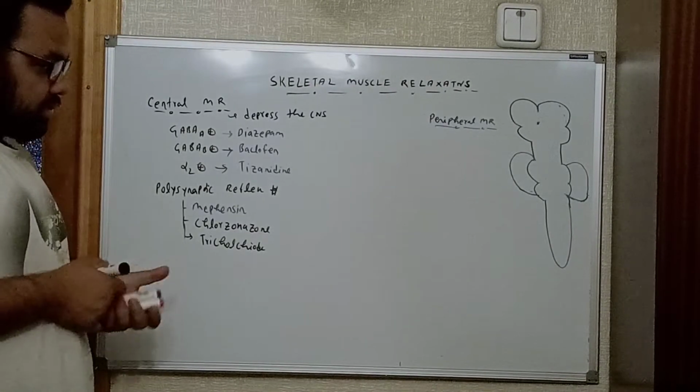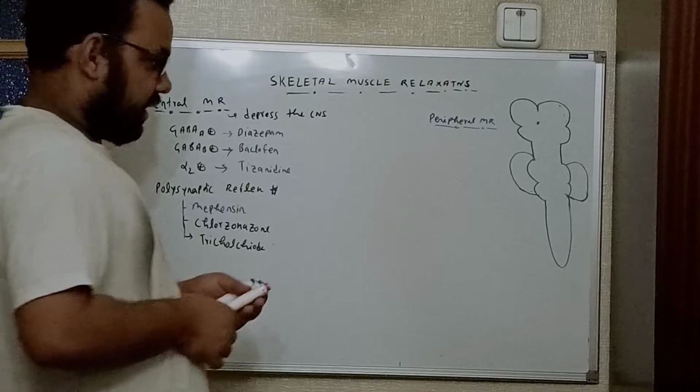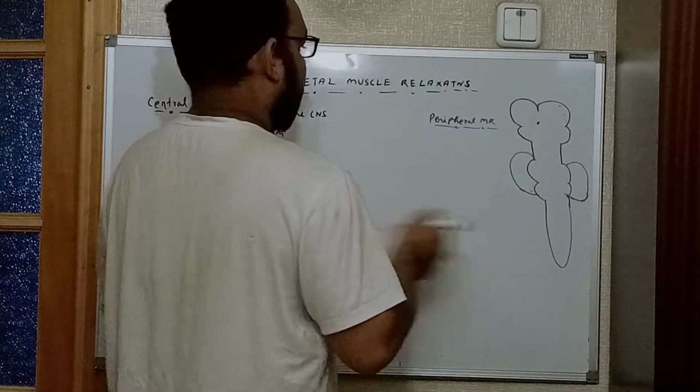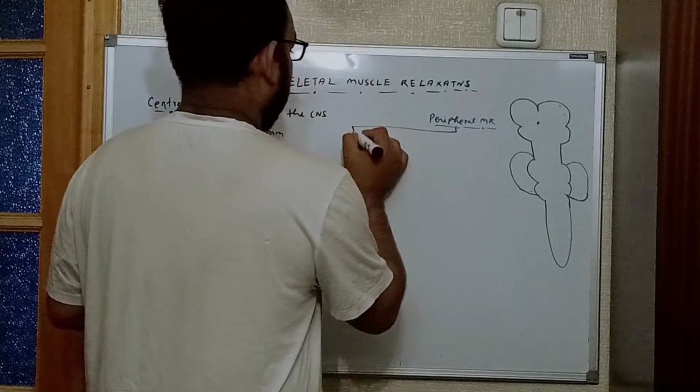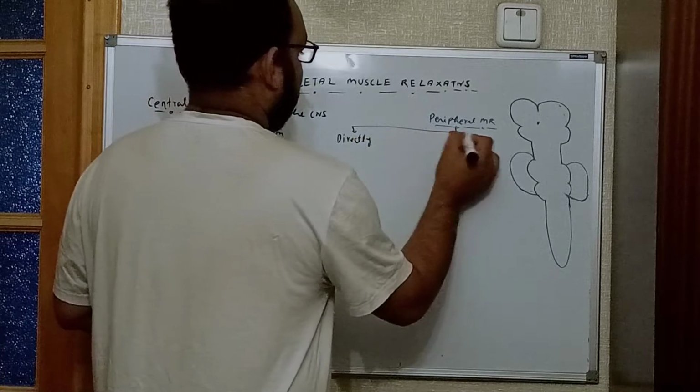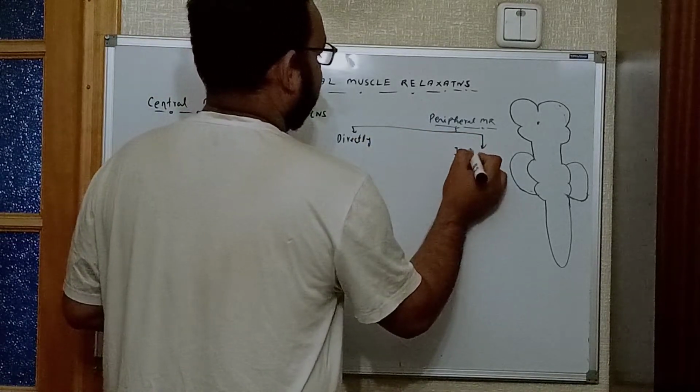Now, in terms of the peripheral muscular relaxants, we can use drugs that act directly or indirectly. We'll talk about them in detail. In the peripheral muscular relaxants, there are some drugs that will act directly and some drugs that will act indirectly.